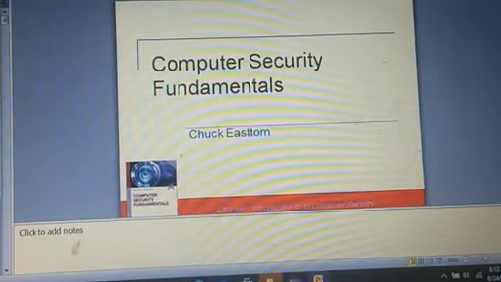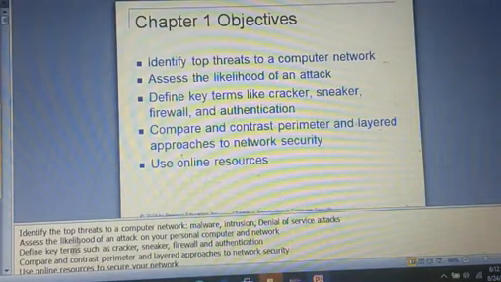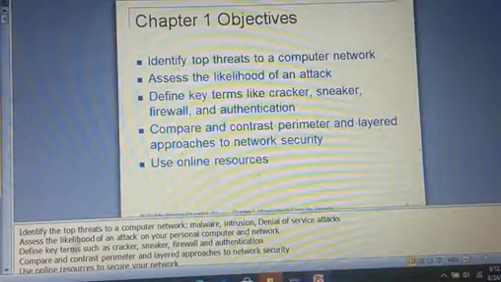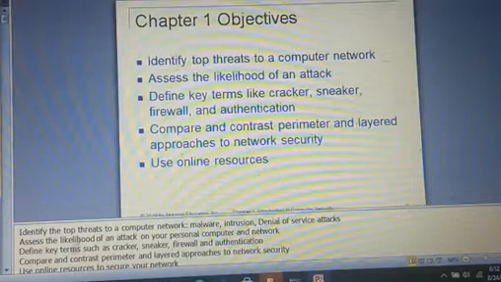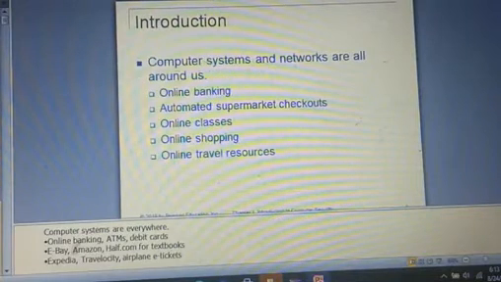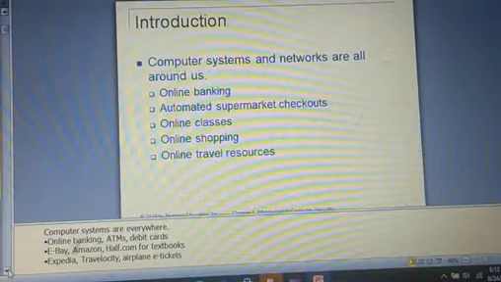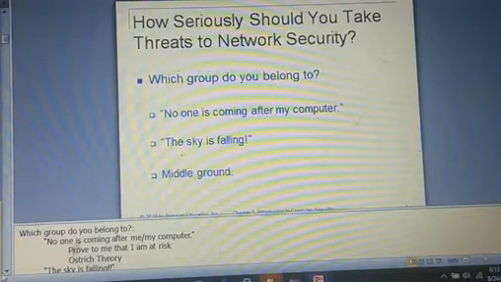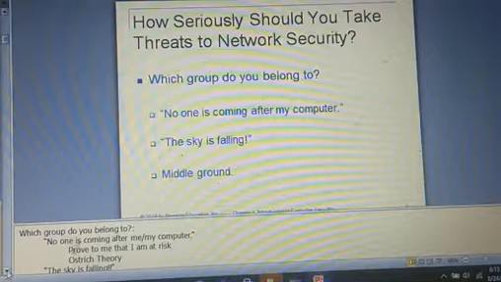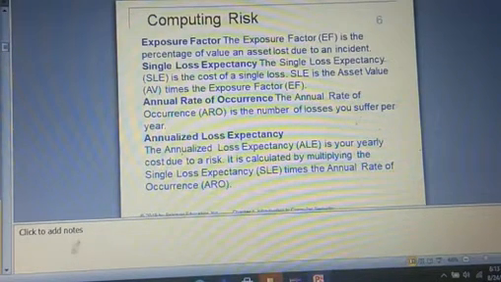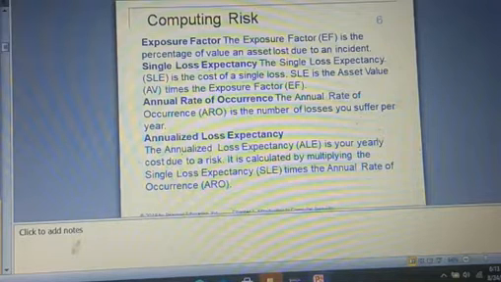So we are going to go through the chapter objectives briefly. We are going to be focusing on identifying the threats to computer networks and the likelihood of an attack. We're going to define some terms, and we are going to talk about the different computer systems and networks that are around us. How seriously should we take threats to our network security, and so on and so forth. So we are going to start with computing risk.